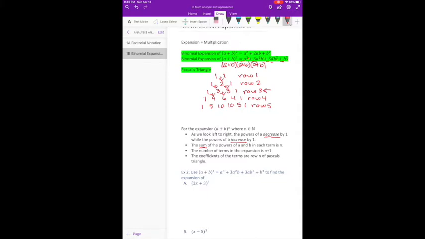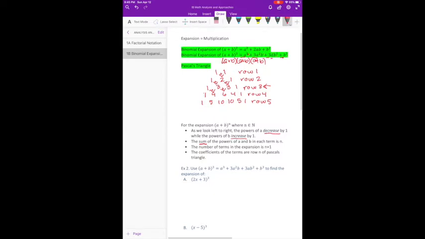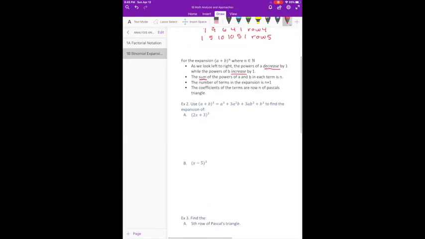All right, so let's go ahead and do a few examples. This is example 2 from your book. I kept the examples labeled from your book, so you can always go back and look at the self-tutor. Okay, so we have: use a plus b to the third equals a to the third plus 3a squared b plus 3ab squared plus b cubed to find the expansion of 2x plus 3 to the third.